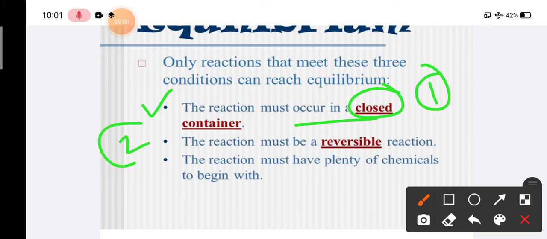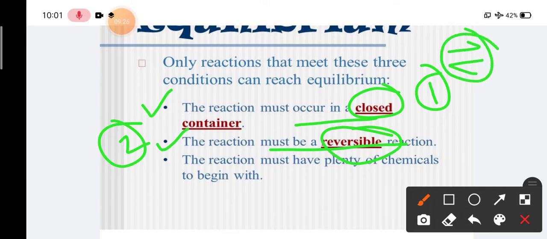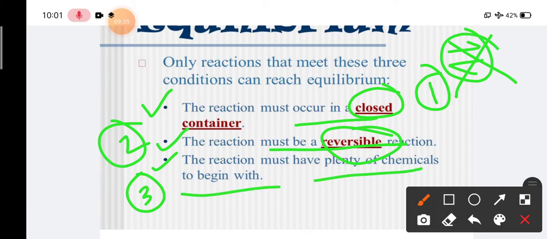Number two, the reaction must be a reversible reaction. As I have told you earlier, there are two types of reactions, reversible and irreversible. To attain equilibrium, it is mandatory for a reaction to be reversible. Other than a reversible reaction, this sign couldn't be achieved. And the third condition is, the reaction must have plenty of chemicals to begin with, because to start with we need a huge amount of chemicals or reactants.